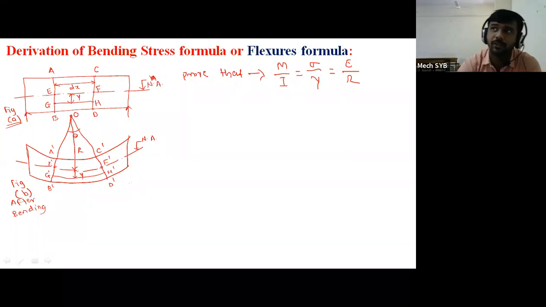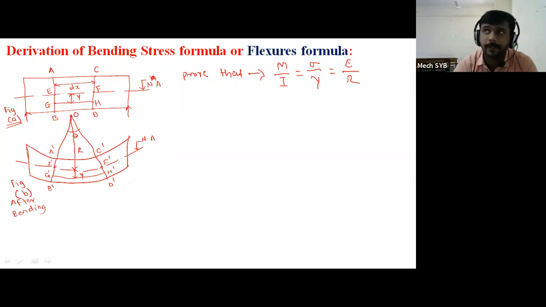So draw these two figures which I have drawn. One section of the beam has been considered. Figure A is applicable for before bending and figure B is applicable for after bending. So draw this particular figure. This figure represents the small portion of the beam we have considered for the derivation purpose.